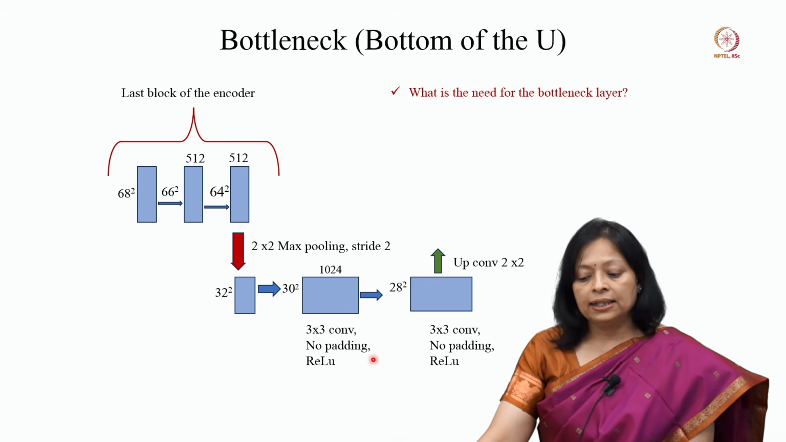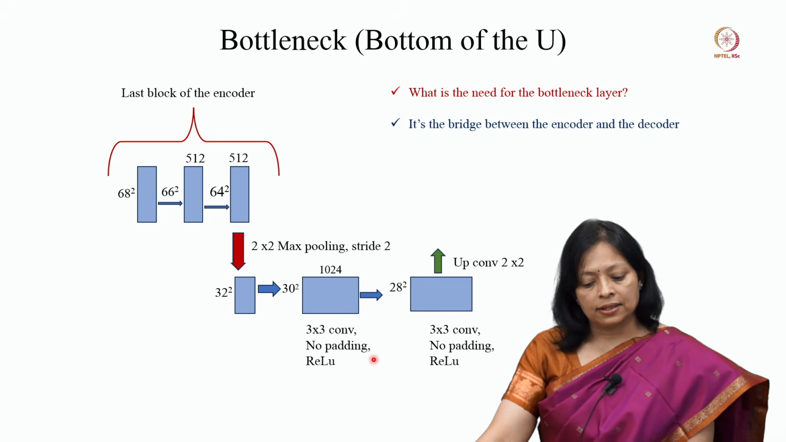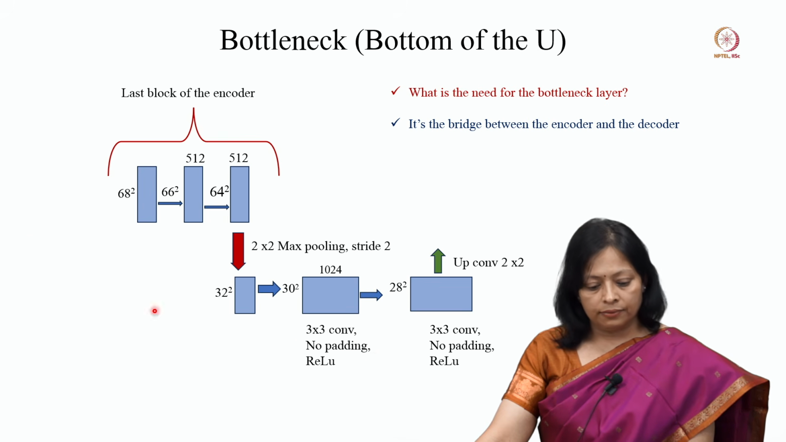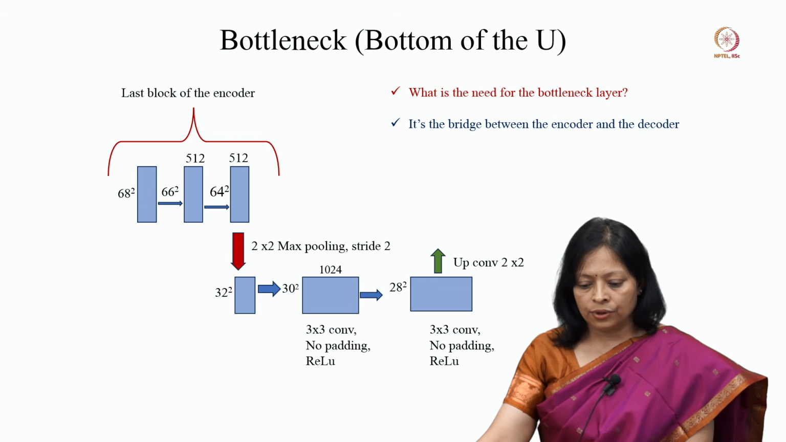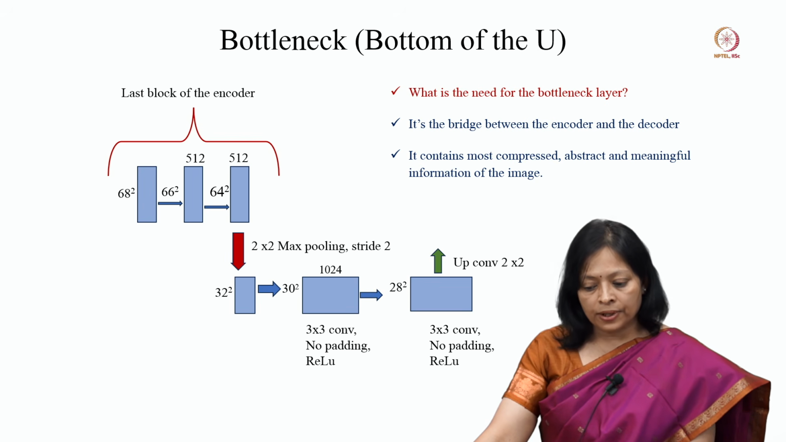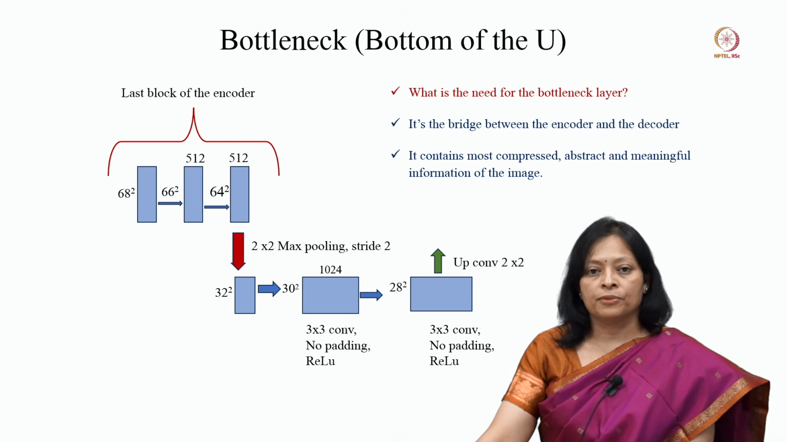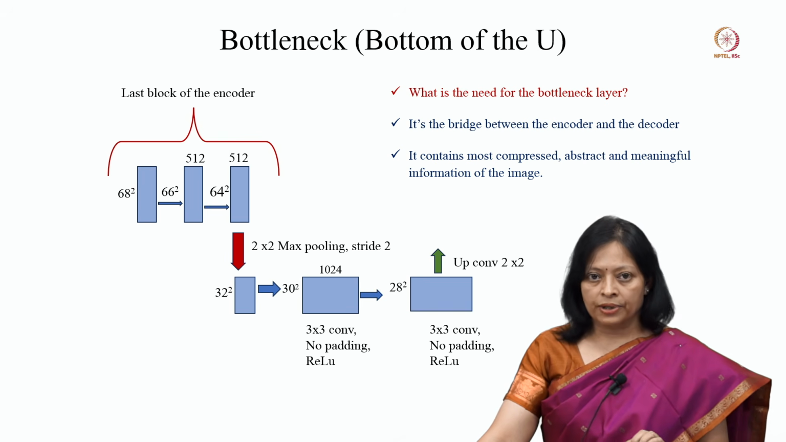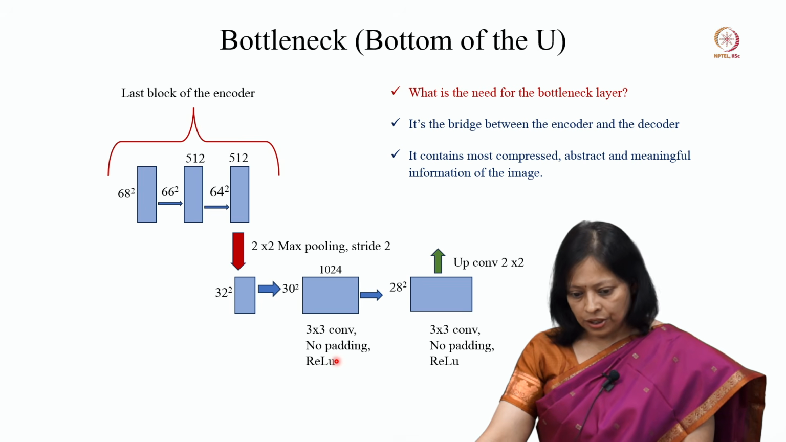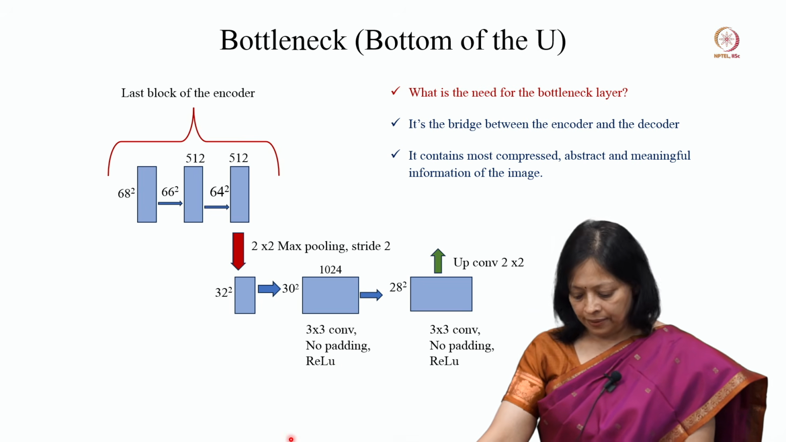Now, why do we need the bottleneck layer? What is the significance? First of all, it's the bridge between the encoder and the decoder, because the encoder will be this side, the decoder will be that side, it is the bridge. It contains the most compressed, abstract and meaningful information in the image. Most compressed because we have come to the end of the downsampling, and the number of filters has been maximum, which have extracted the most meaningful information from the image. So, that is the use of the bottleneck layer.